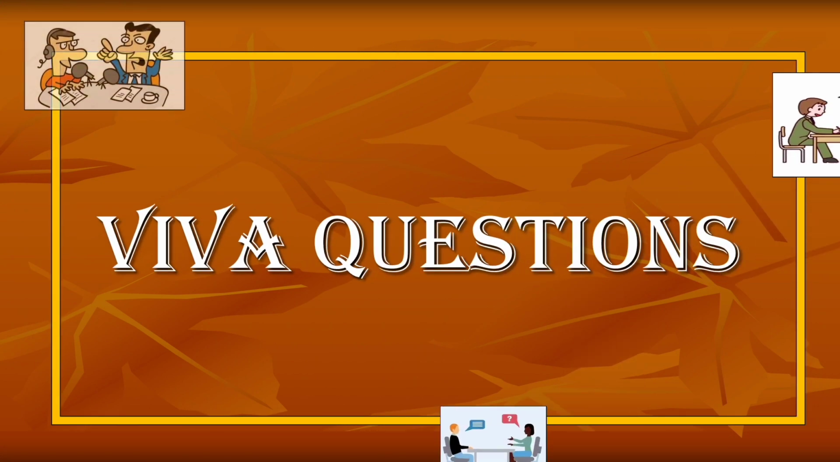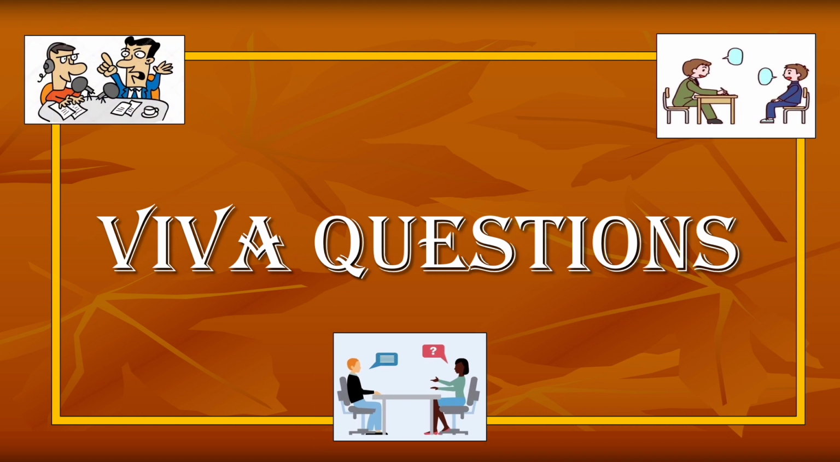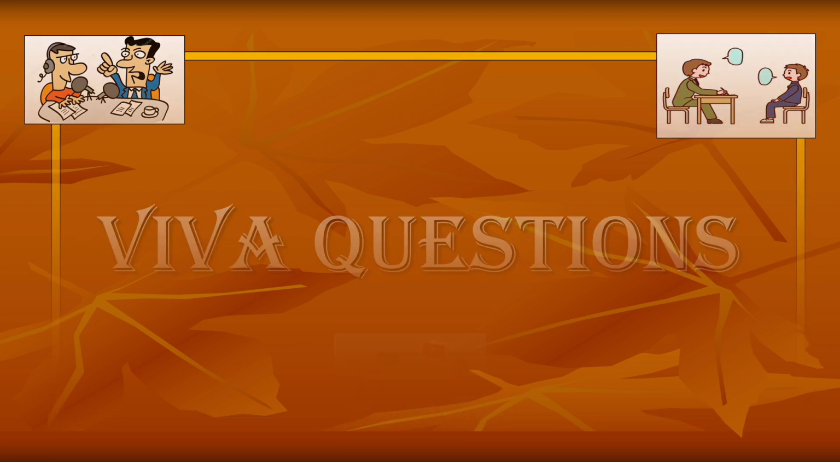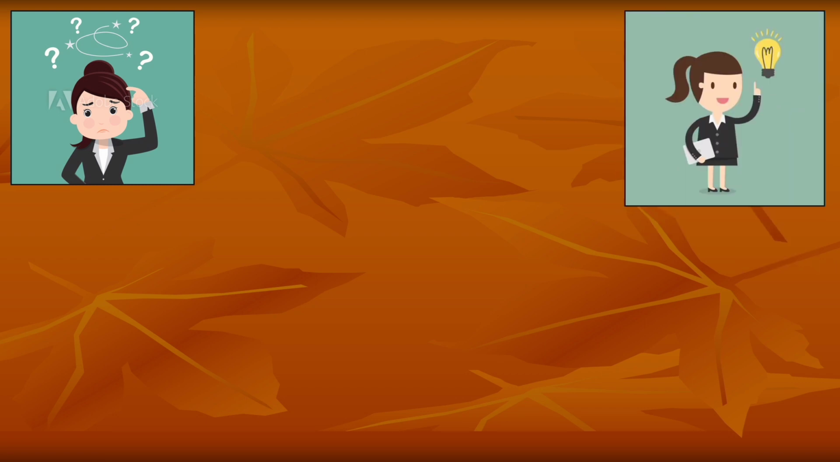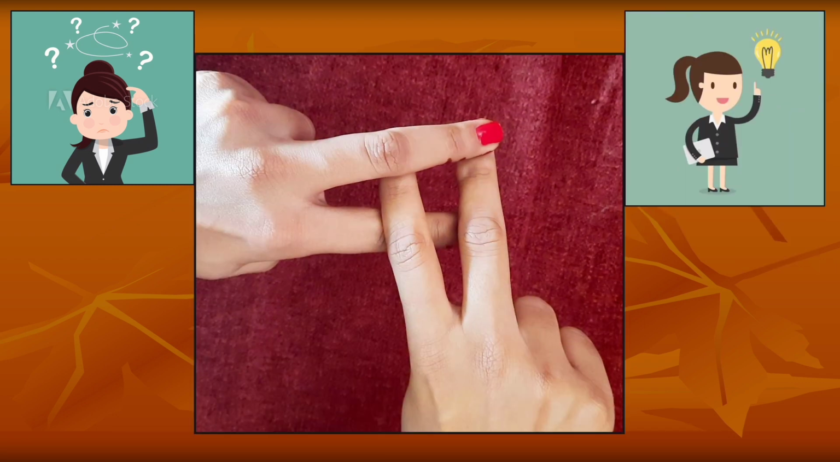Now we will move to the commonly asked Viva questions on this topic. Before we start these Viva questions, I would like to share the very easy way to remember the boundaries of these spaces. Some students may find it difficult to remember the boundaries of the spaces, and here is the solution. For this purpose, one should cross the index finger and middle finger of one hand with the index finger and middle finger of the other hand. Now each finger will be labeled.